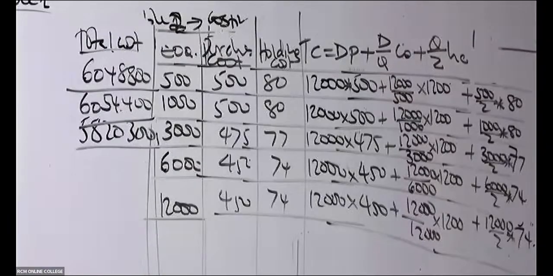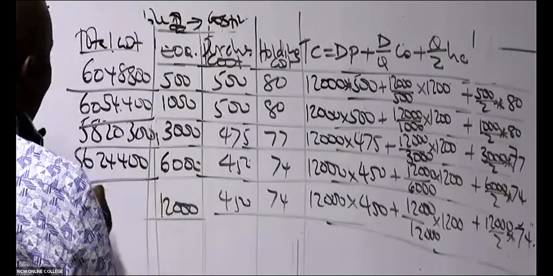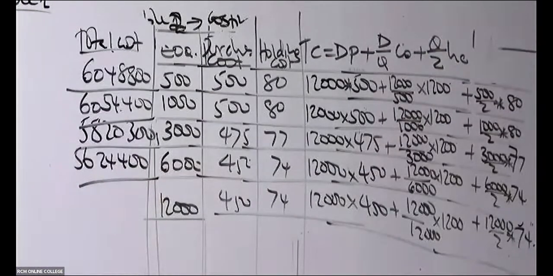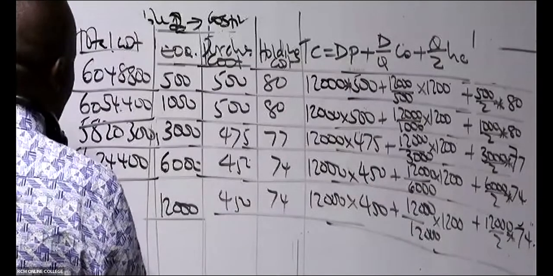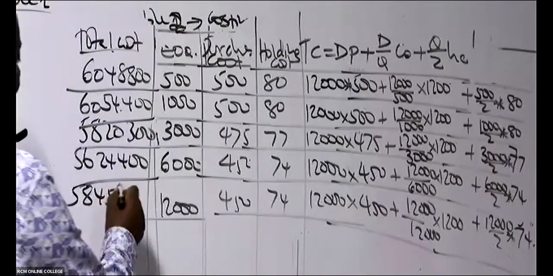So I'm waiting for the fourth figure. 56,24,400. Yeah, 56,24,400. The last one is 58,45,200.